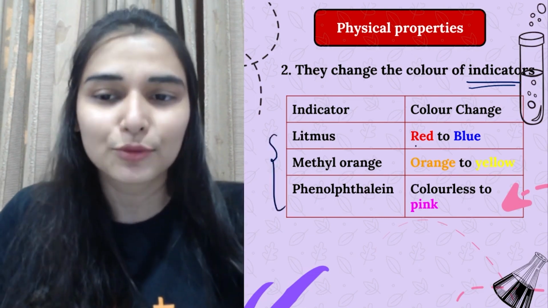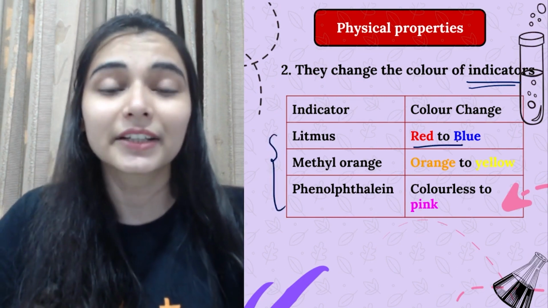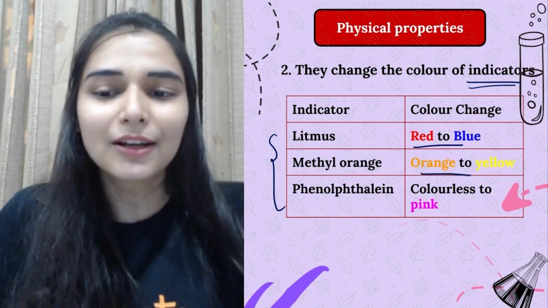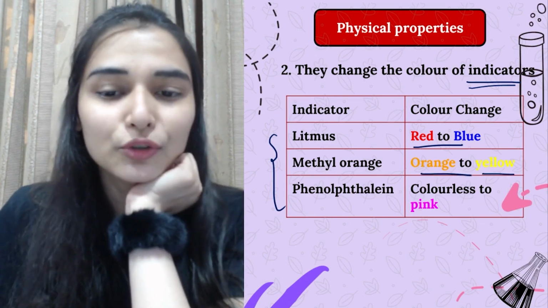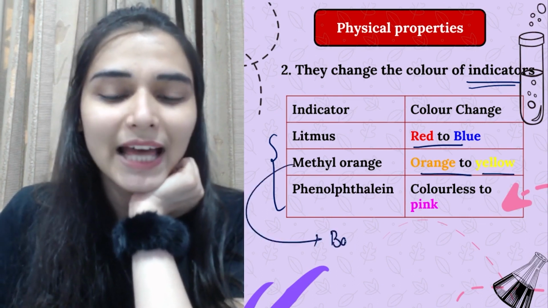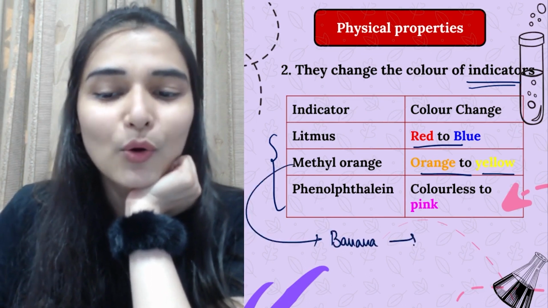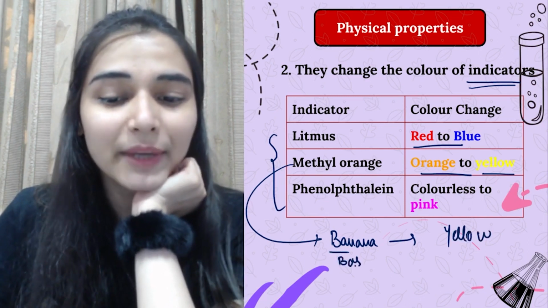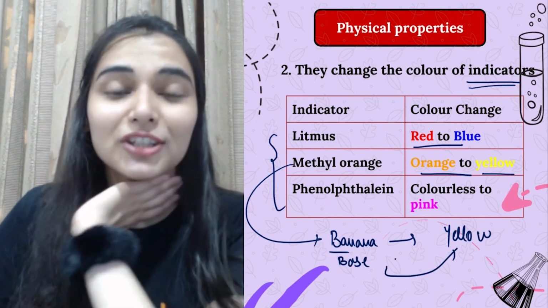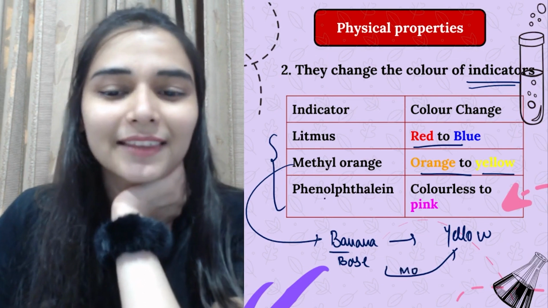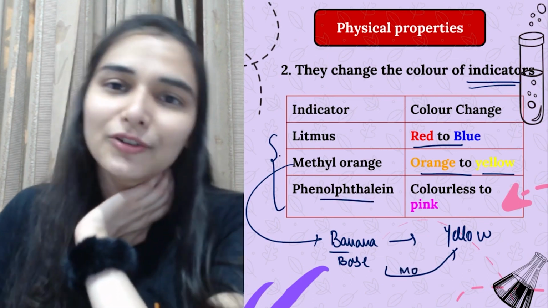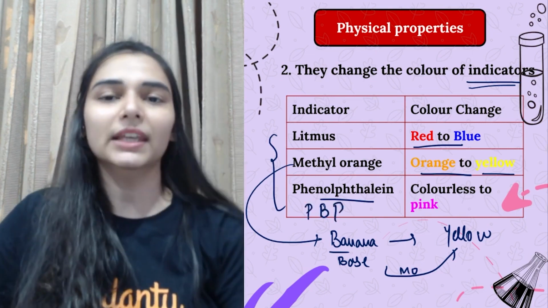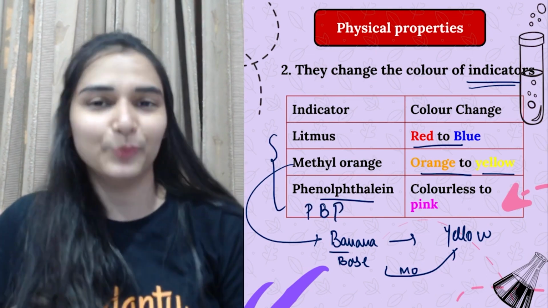Go through it, like litmus. Bases turn the color of red litmus paper blue. Okay, methyl orange will become yellow. So how can you remember it? My banana is yellow in color. So B for base, and in base, methyl orange gives us a yellow color. Then this is phenolphthalein, which in bases turns pink. How can you remember it? PBP, please be patient, please be patient.